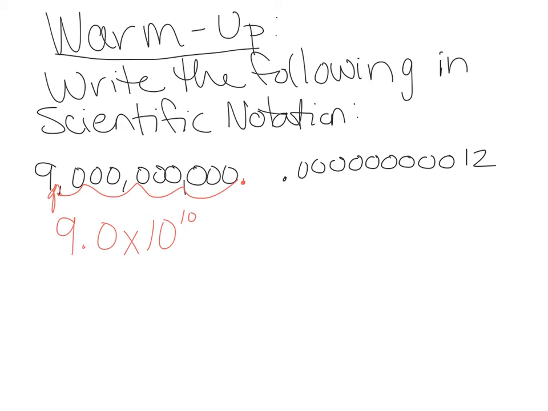This one on the right, we have a small number, so we're still going to have one number in front of the decimal point. The decimal point is going to go between the 1 and the 2, and then we'll have times 10 to the 1, 2, 3, 4, 5, 6, 7, 8, 9, 10 to the negative 10th power.